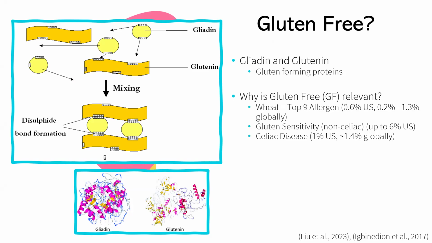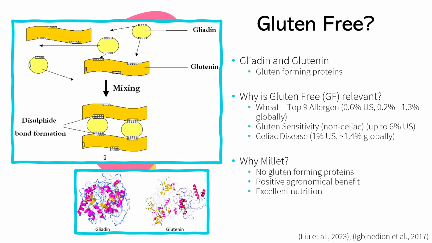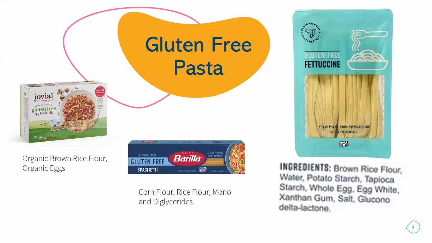So why is gluten-free relevant? Wheat is a top 9 allergen. So the gluten-forming proteins in wheat. Wheat is the main source of that. And then there's gluten sensitivity, which is becoming more of a larger topic. That is a pretty broad range of things that fall outside of celiac disease. And then the last one is celiac disease, which we all know about. So why millet? It doesn't have gluten-forming proteins, it has positive agronomical benefit, and it has excellent nutrition.